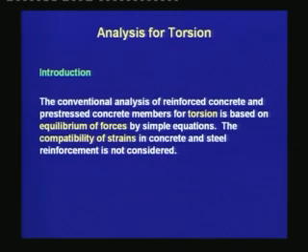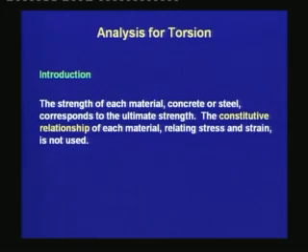The conventional analysis of reinforced concrete and pre-stressed concrete members for torsion is based on equilibrium of forces by simple equations. The compatibility of strains in concrete and steel reinforcement is not considered. The strength of each material, concrete or steel, corresponds to the ultimate strength. The constitutive relationship of each material relating stress and strain is not used.